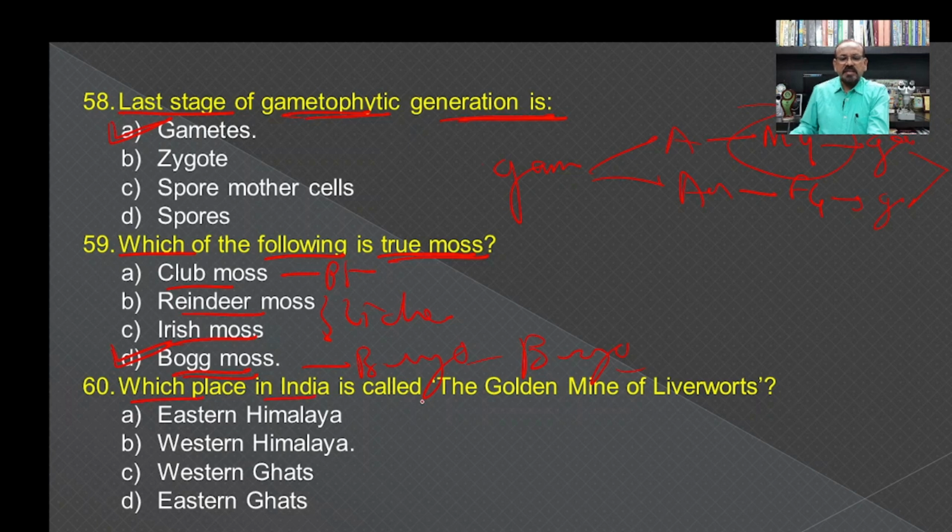Then which place in India is called the golden mine of liverworts, means where the liverworts grow very nicely? Here the western Himalaya is the place where the abundant growth of the liverworts is there, and hence B will be the correct answer for this question.